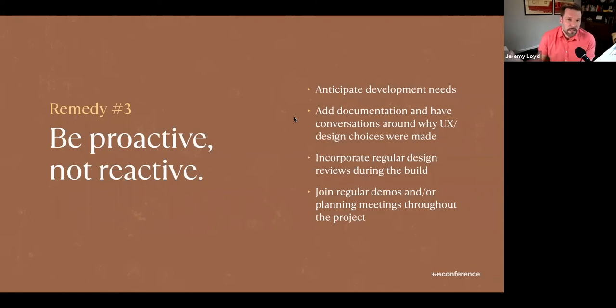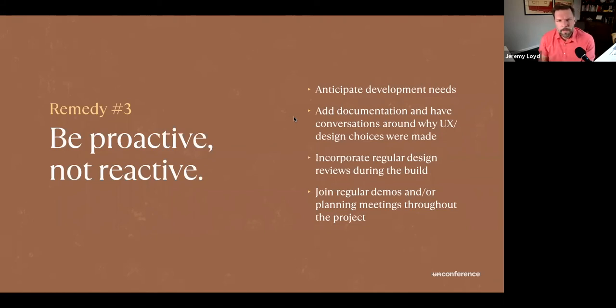So you can anticipate development needs. A developer is going to need the icons you created as SVGs, so you'll get those all exported for them. Those are some of the little things you can do. Some things around documentation, letting a developer know why you made the decisions you made. You can annotate those things in Sketch or in Figma, right into some of the artifacts that you've made.